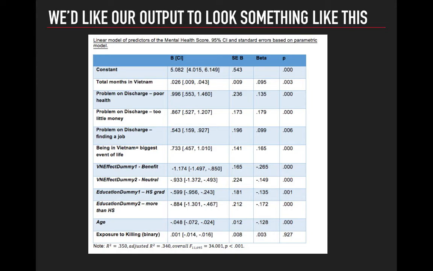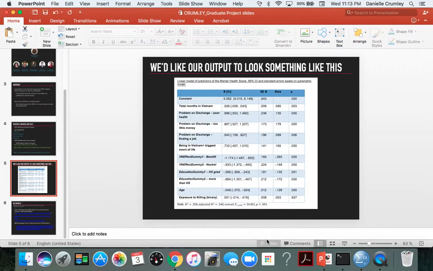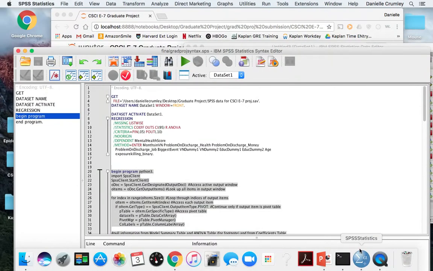This is kind of the goal of our output, our reformatted output. We want to create a table that looks something like this. So these are our variable names, and these are all the statistic values that I want to grab and make it look like this. So let's go ahead and switch over to SPSS.